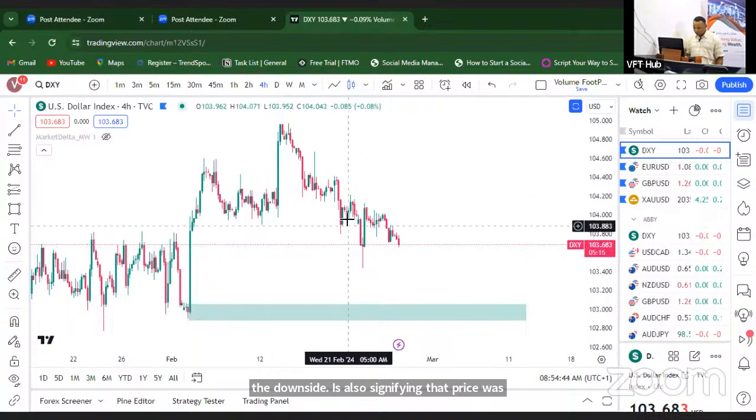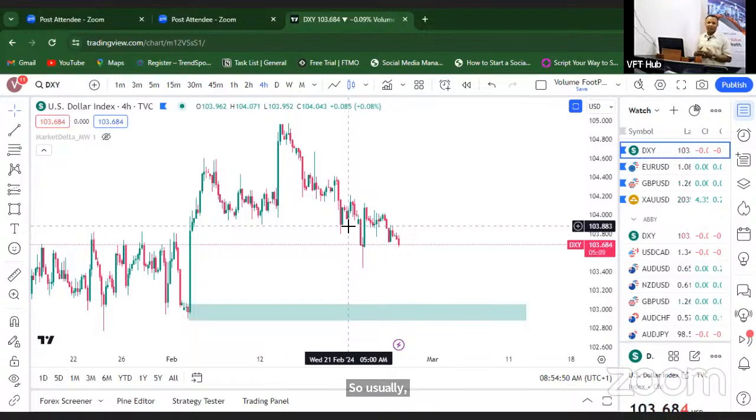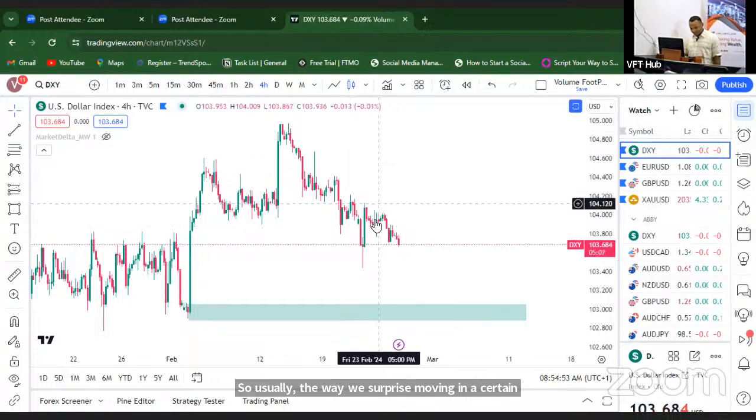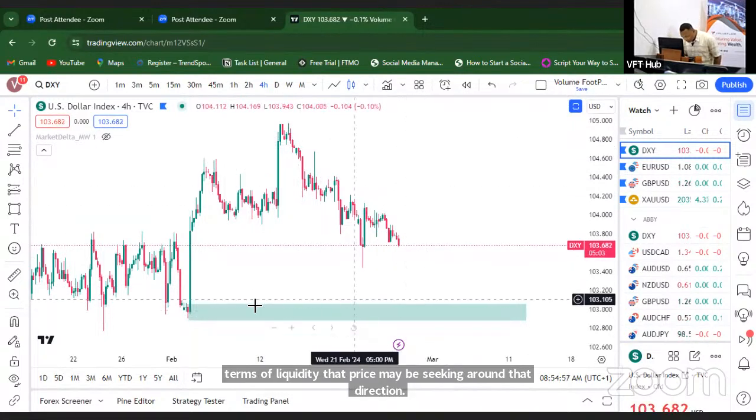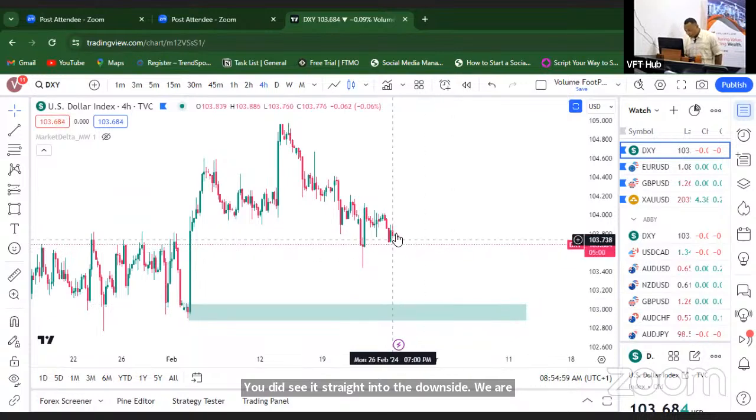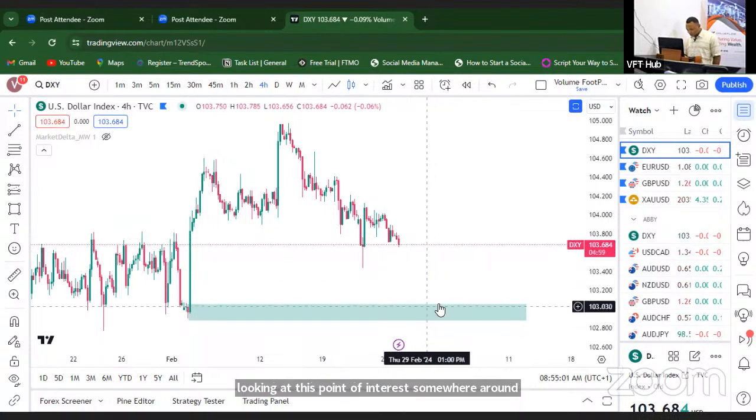So what we usually do is that when we see price moving in a certain direction, we try to check out for points of interest in terms of liquidity that price may be seeking around that direction it is moving. So as the Dixie is trading to the downside, we are looking at this point of interest somewhere around here, and we're expecting that the Dixie is going to trade into this level.